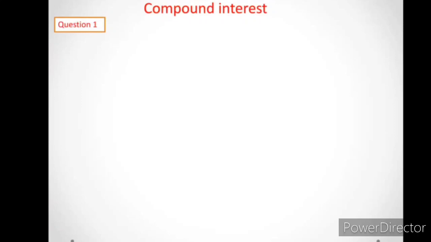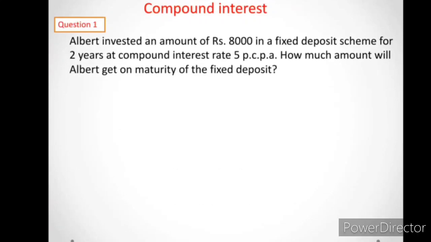Let's go to the compound interest part. Here we have question number 1. Albert invested an amount of 8,000 in a fixed deposit scheme for 2 years at compound interest rate 5% per annum. How much amount will Albert get on maturity of the fixed deposit?